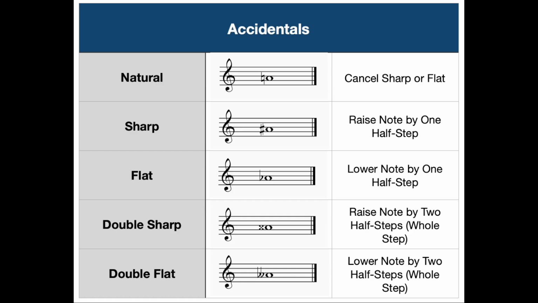We don't see a natural very much unless we're canceling an existing sharp or flat, whether that sharp or flat is in the key signature or appeared as an accidental in the measure. Remember, once we see a sharp, a flat, or a natural, double sharp or double flat for that matter, that accidental carries through the rest of the measure. And then at the beginning of the next measure, it'll reset to the key signature as designated.